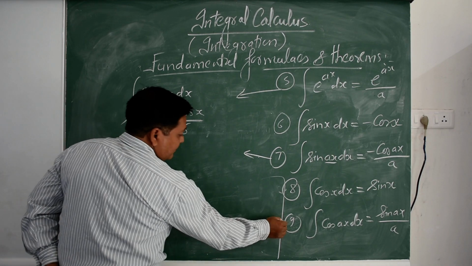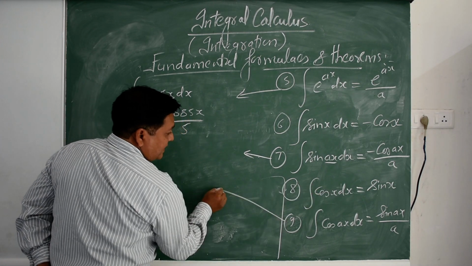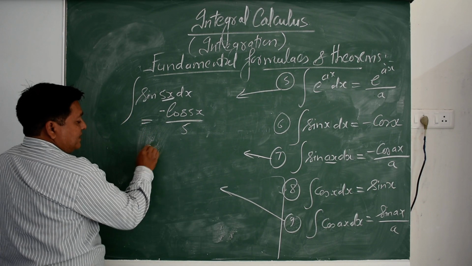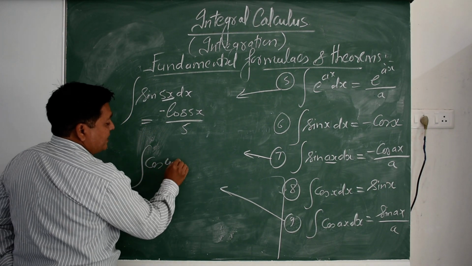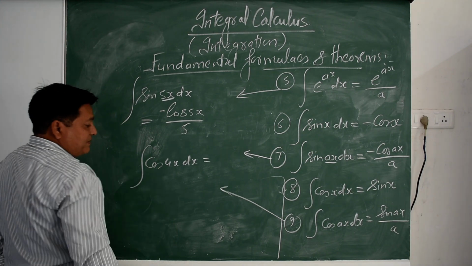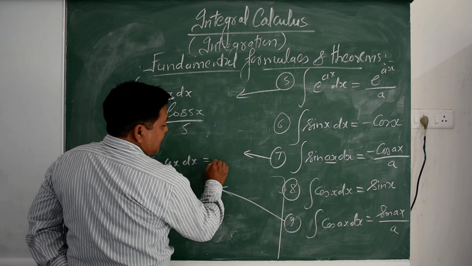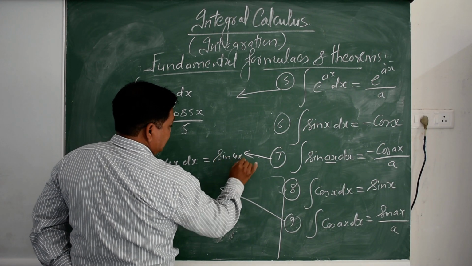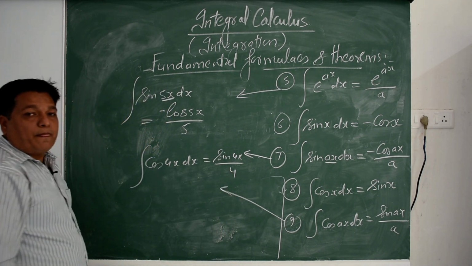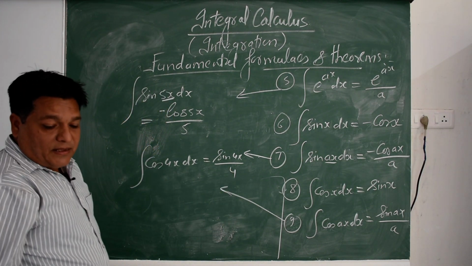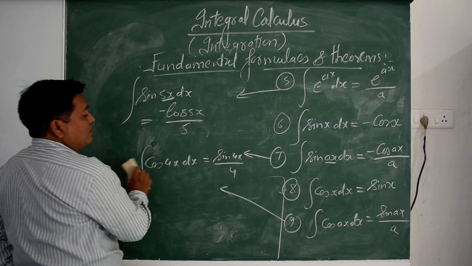Similarly, if we take the case of cos x, you write the same thing. Integration of cos 4x dx with respect to x is sin 4x upon 4. In this way, we have to solve by applying these formulas.